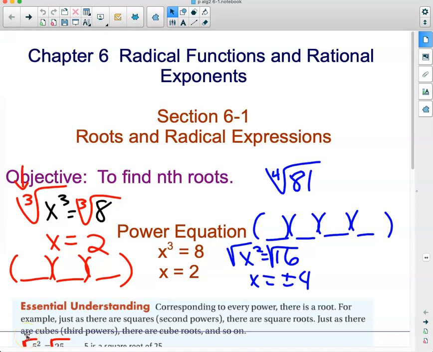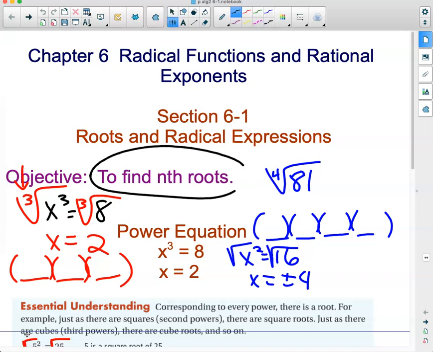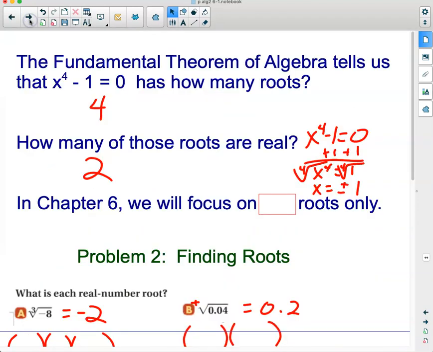Algebra 2 students, this is the daily lesson video for Friday, February 5th, where we will finish up section 6.1 with this main objective of finding nth roots. What we spent yesterday doing was just talking about this numerically, just the numbers. If you just had to find nth roots of numbers, what would happen?